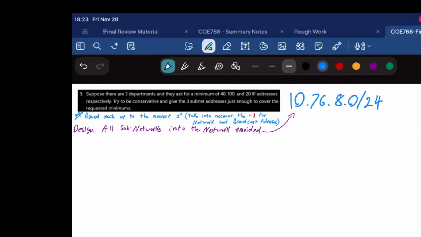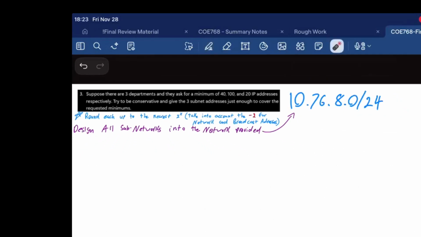The IP address that I have chosen for this question is 10.76.8.0/24. Given this, we have to plan and decide what we want our subnets or ranges to be that would suffice for these requirements of 40, 100, and 20 respectively.